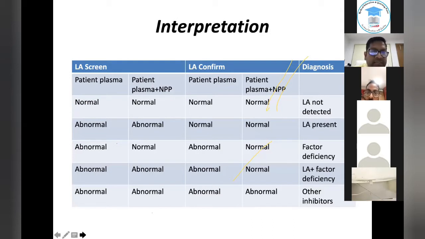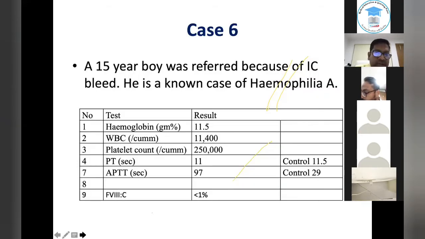If LA screen is abnormal, but mixing becomes normal, and confirm is abnormal, then this indicates a factor deficiency. If LA screen is abnormal, mixing abnormal, confirm abnormal, but confirm mix is normal, then you might be dealing with LA plus factor deficiency. If all are abnormal, you might be dealing with other inhibitors.